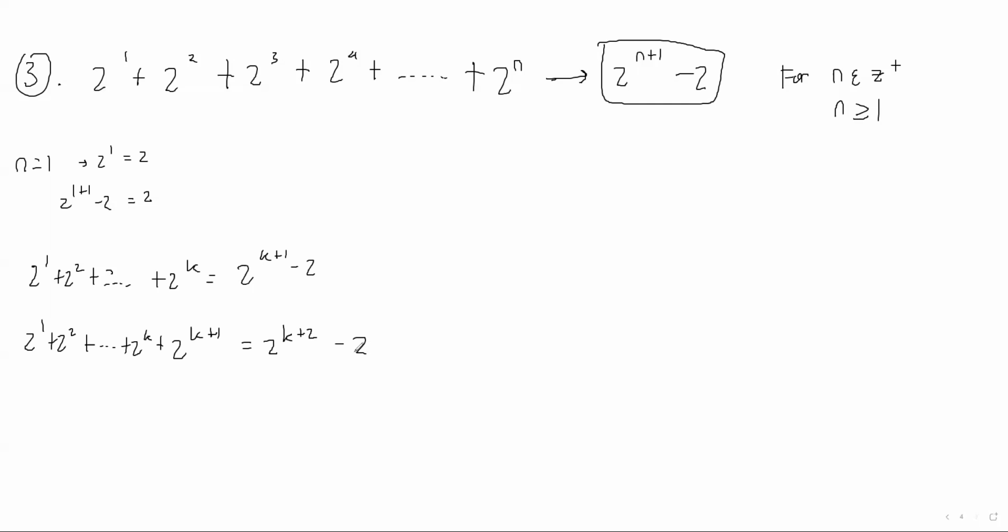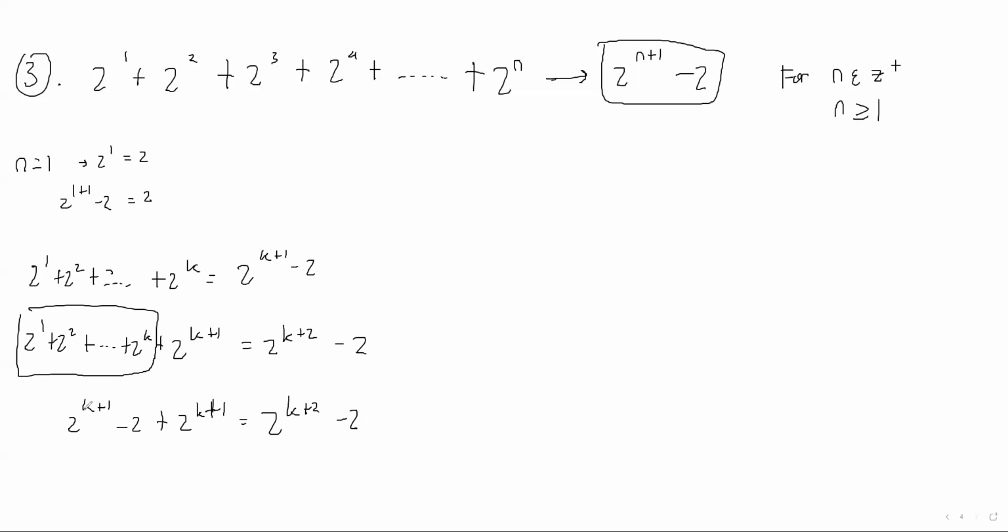So the same idea as what we did before. We're going to change the sum up until 2 to the power of k into 2 to the power of k plus 1 minus 2. So we're going to end up with 2 to the power of k plus 1 minus 2 plus 2 to the power of k plus 1 equals 2 to the power of k plus 2 minus 2. So we need to prove that these two are equal on the left side and the right side. Okay, so how do you do that?